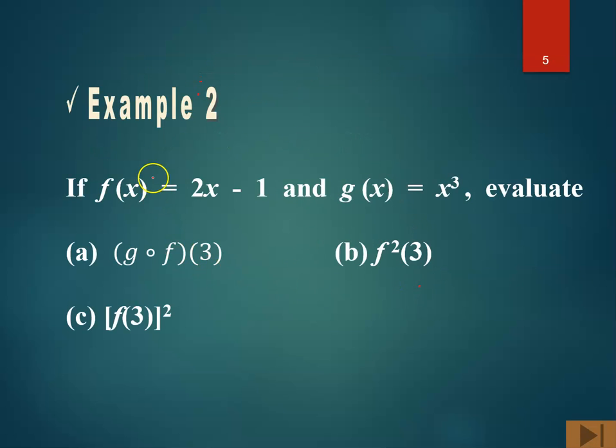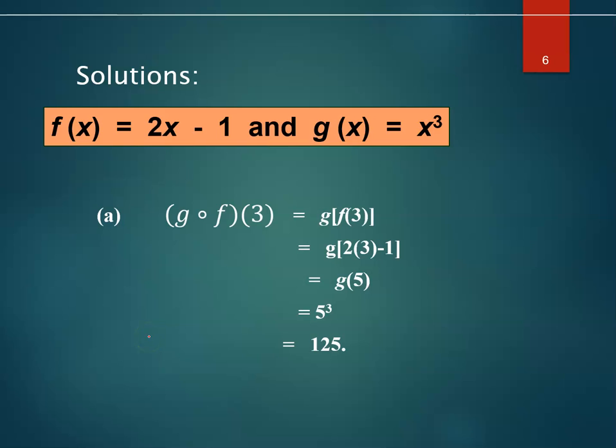Okay, let's see example 2. If you have function fx equal to 2x minus 1 and gx equal to x cubed, then you're going to evaluate. Evaluate means you're going to find the value for that. For example here, a, g dot f when the x equal to 3, and b, f square when the x equal to 3, and this one when you have function of fx square when the x equal to 3. So let's see it one by one.